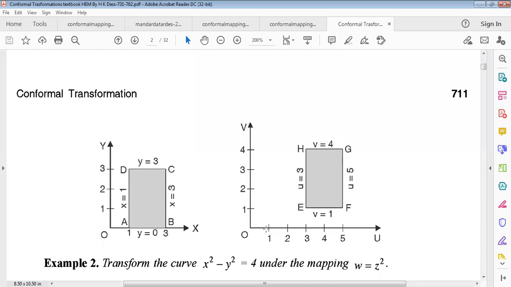Okay. Now another plane. This is the w plane. On the real axis u equals 1, 2, 3, 4, 5, etc., and on the imaginary axis v equals 1, 2, 3, 4, 5. Now x equals 1 is a line parallel to the y axis. If x equals 3, also parallel to the y axis, understand? And y equals 0 means what? The equation of the x-axis. And if y equals 3, 1, 2, 3, this is parallel to the x-axis. So we get this A, B, C, D rectangle.